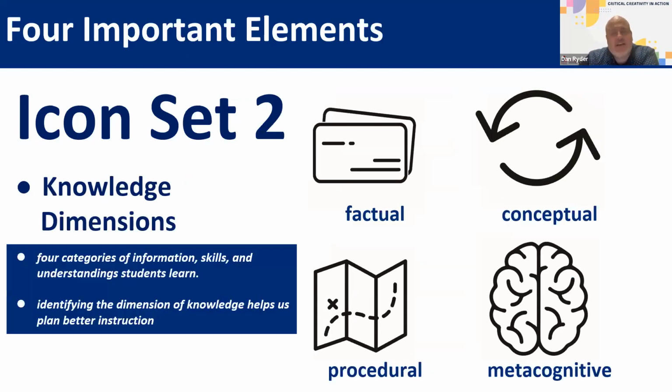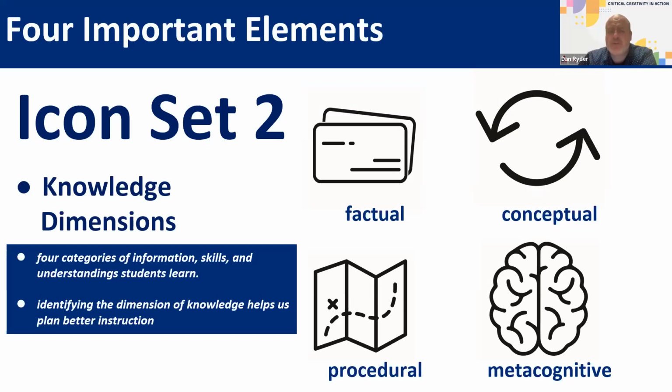The second set of icons you'll find are the knowledge dimensions. And these are four categories of knowledge and understanding that we find whenever we try to categorize the different types of learning and information that our students are experiencing. So factual knowledge, indicated here by some note cards, that's pretty self-explanatory. It includes facts and information and names, dates, grammar rules, that sort of thing.